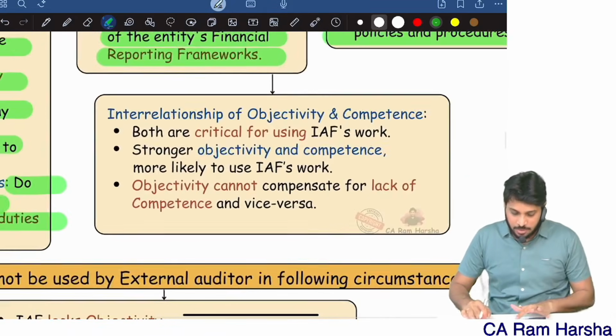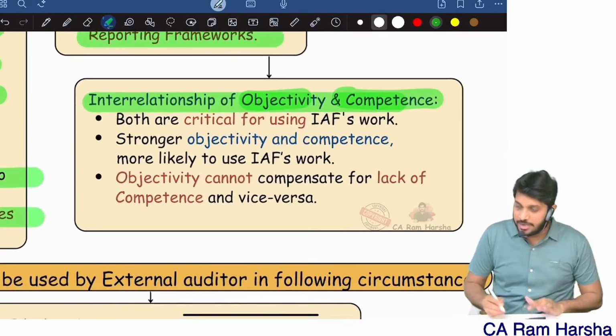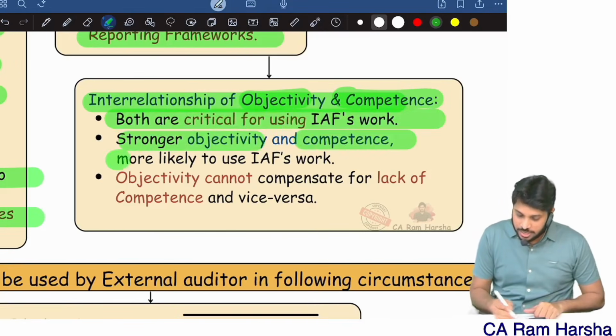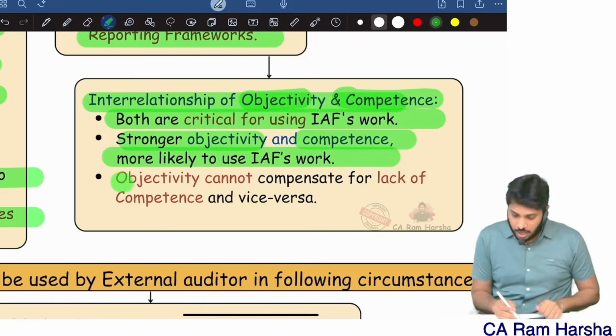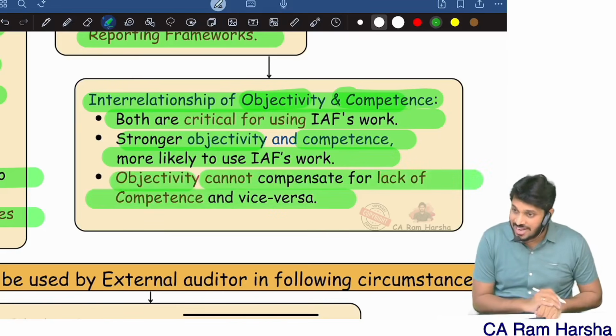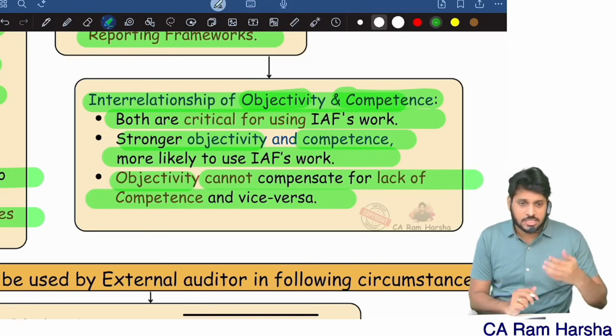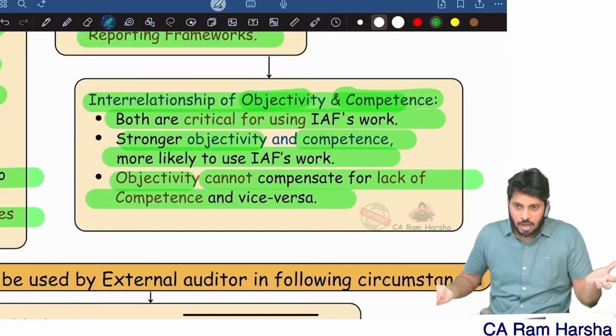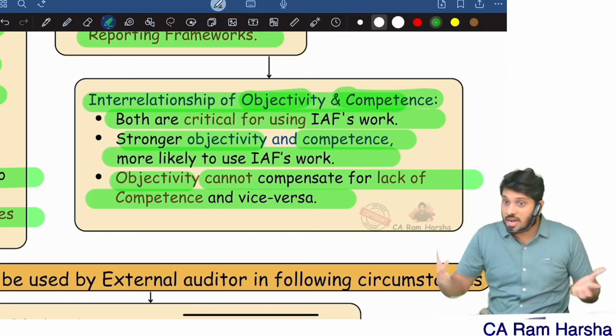Remember, objectivity and competence are interrelated. Both are critical. The stronger the objectivity and competence, the more likely the work is to be used. Objectivity alone cannot compensate for lack of competence. If he is not competent but very independent, the work is useless. Or if he is not at all objective but competent, we can't believe that work.